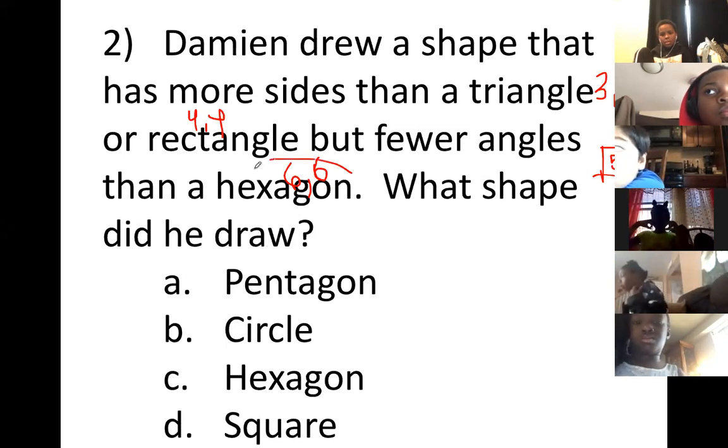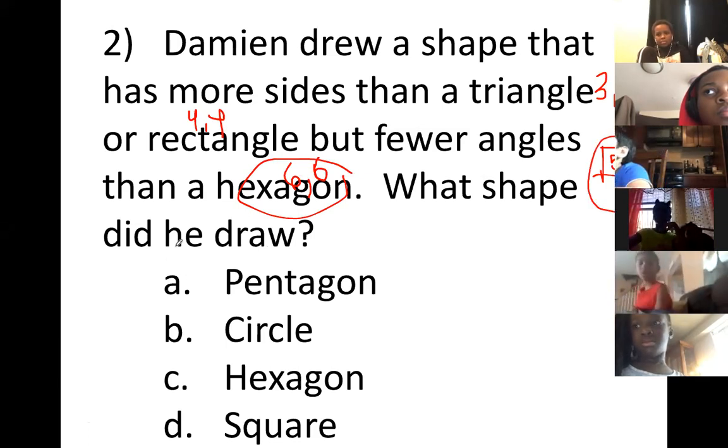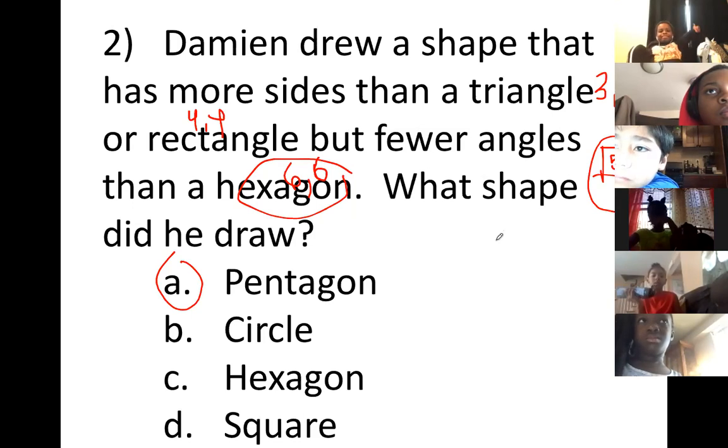So a hexagon has 6 sides and 6 angles. What is a shape that has 5? A pentagon. Great job. So it would be a pentagon. When we make a pentagon, Anthony Guerrero, what do we make it look like when we draw it? Draw it. Like what real life shape is a pentagon?